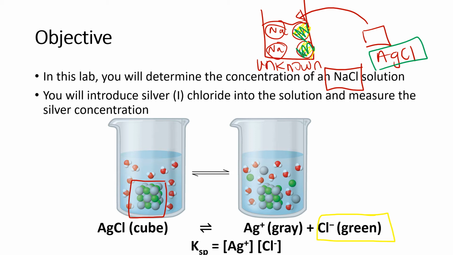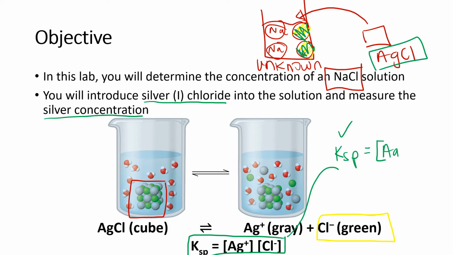It's kind of a different situation where we have the common ion already in solution, the chloride, and then we add in the AgCl, let it reach equilibrium, and then measure the Ag concentration. So we're going to introduce silver chloride to the solution and measure the silver concentration. Measuring the silver concentration will allow us to determine the concentration of chloride. So our KSP is going to be given. We have this.